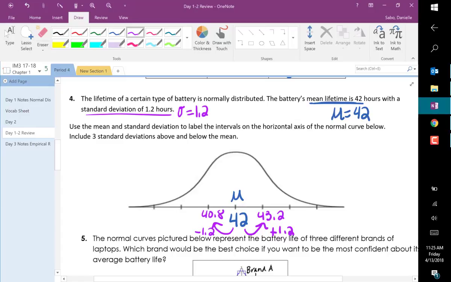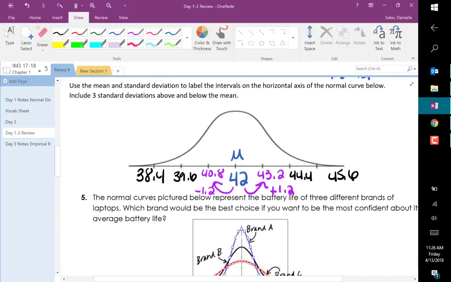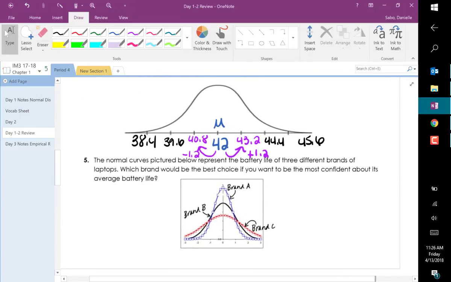And I'll fill in the rest of them for you because I think you know how to add. 44.4, 45.6. Then this guy again, when we subtract 1.2, we get 39.6. We subtract again, we get 38.4. One of the things that we notice is a lot of people just struggle setting this up. You start at the mean, add when you go to the right of it, subtract when you go to the left of it.